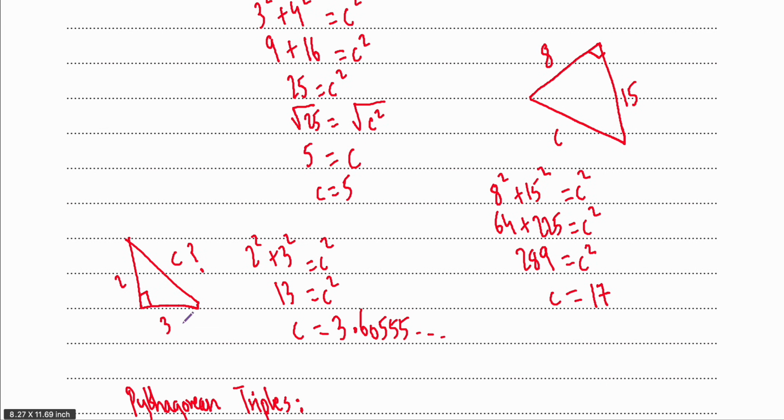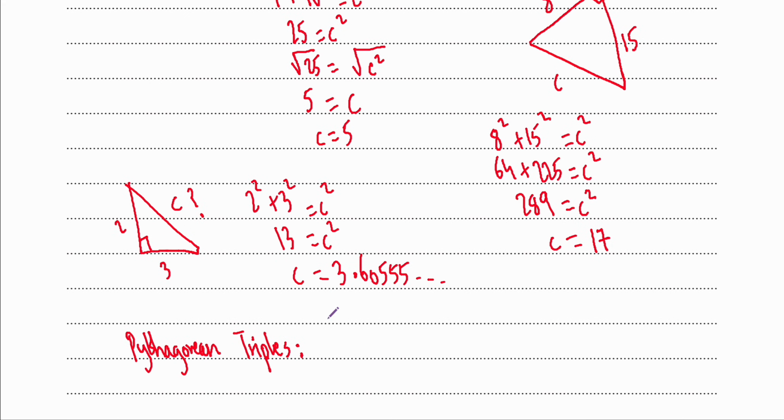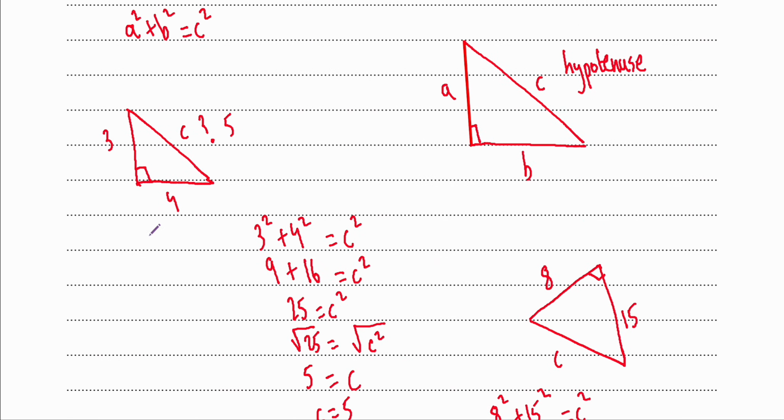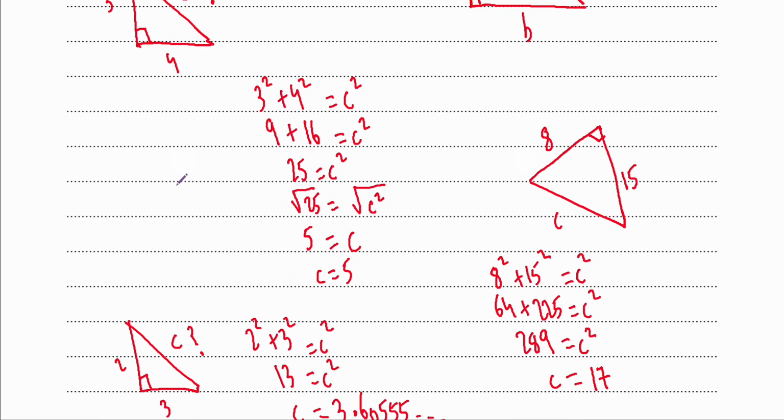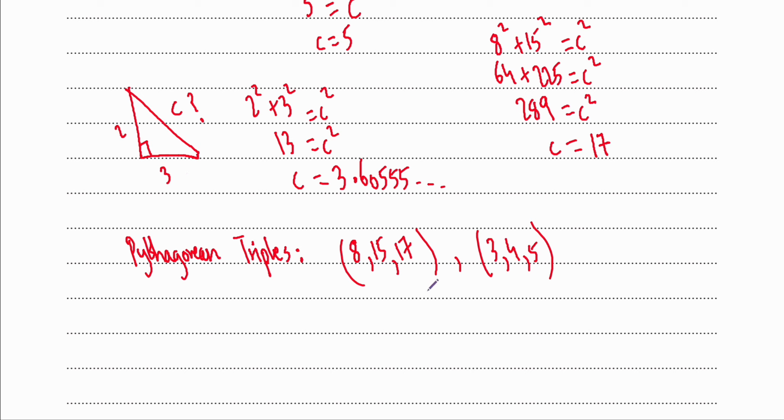So in this case, 2, 3, and 3.60555 would not be a Pythagorean triple because the 3.60555 has a decimal place. But when we had 8, 15, and 17, that worked. So you have 8, 15, and 17. This is a Pythagorean triple. When you had 3, 4, 5, that worked because it's a Pythagorean triple, because these are all proper integers. There's no decimal places. This is just something if you want to know. These are what they're called, Pythagorean triples.